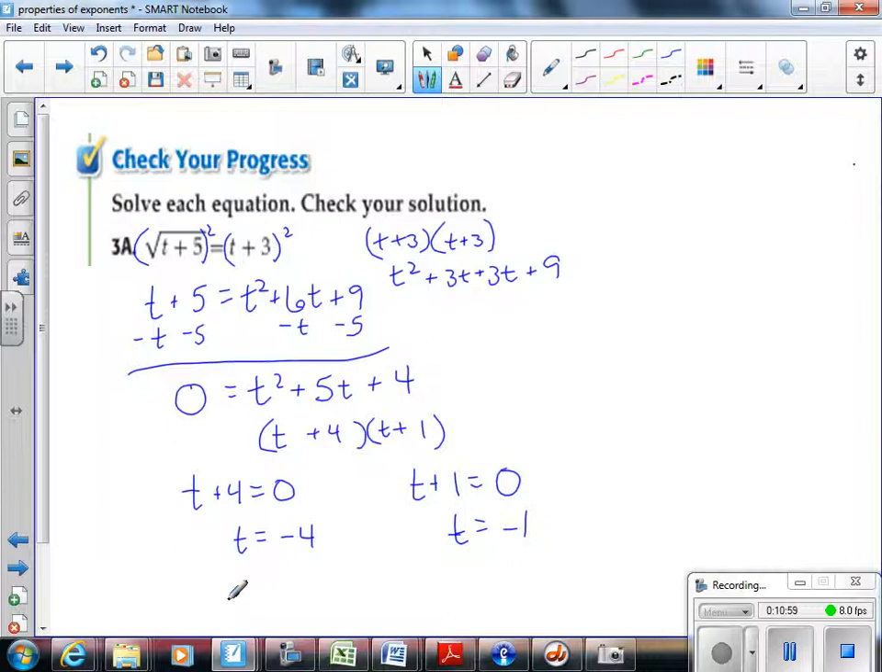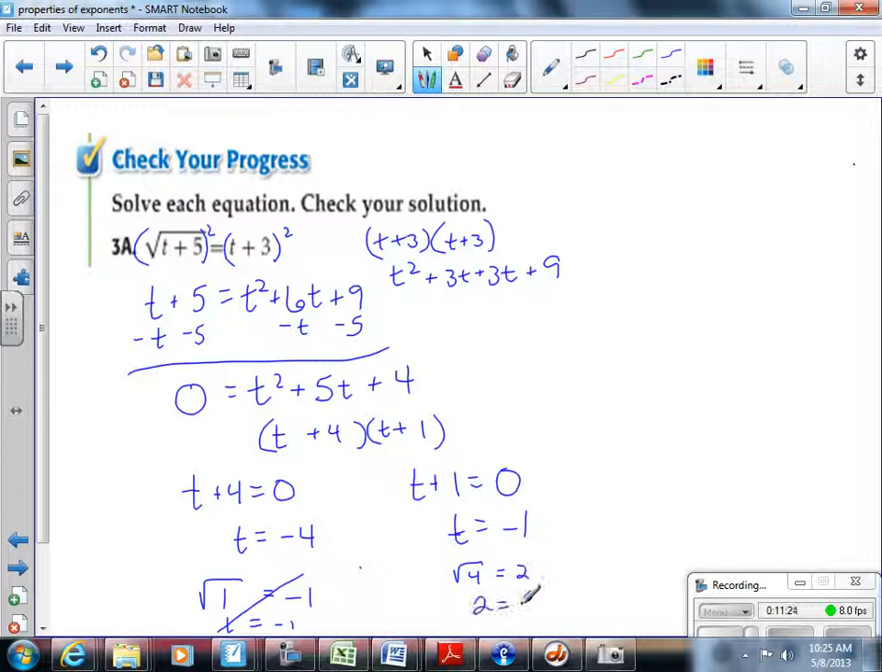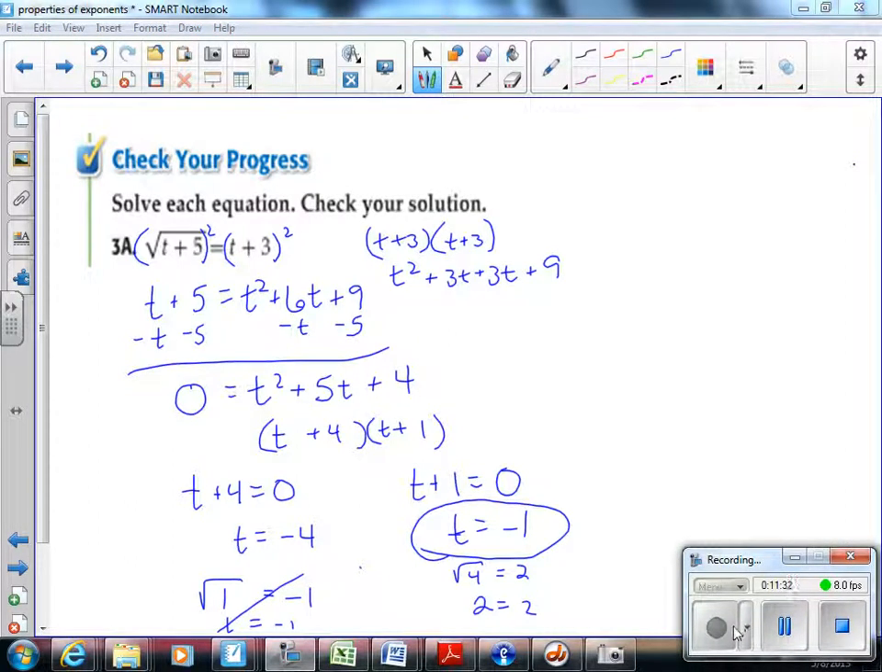Let's check them. If I plug in a negative 4 here, a negative 4 plus 5 is the square root of 1. Is that equal to negative 4 plus 3, which would be a negative 1? Is 1 equal to negative 1? Doesn't work, does it? Okay, let's try negative 1. Well, if I have a negative 1 plus 5, that gives me the square root of 4 equals a negative 1 plus 3. That is a 2. Is 2 equal to 2? Yes, it is. So that is our solution. Negative 1 is my solution. Okay, that concludes our lesson on solving radical equations today.